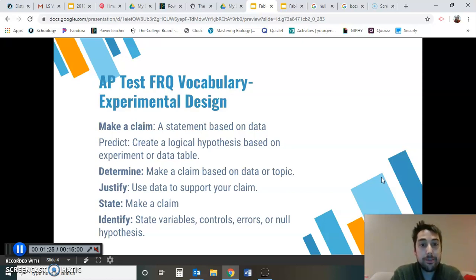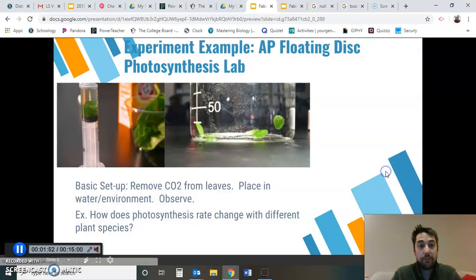So if you make a claim, it's a statement based on data. If you're going to predict, they ask you to do the same thing. It's creating a hypothesis, essentially, or a claim. Determine, making a claim based on the data, right? Justify, use your data to support your claim. State, make a claim. Identify, stating these variables. So that's what we want to be able to do over and over and over again, is identify aspects of the experiment and then make claims from it and then use our evidence for that.